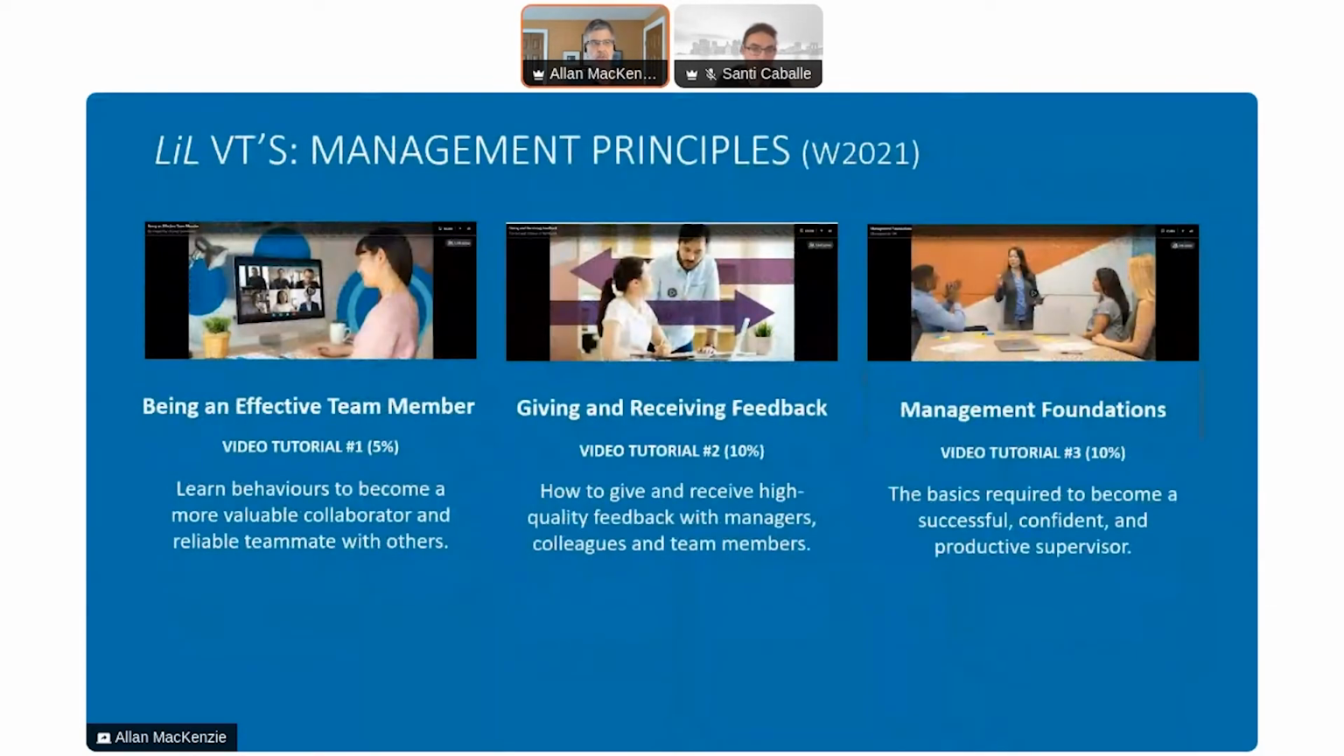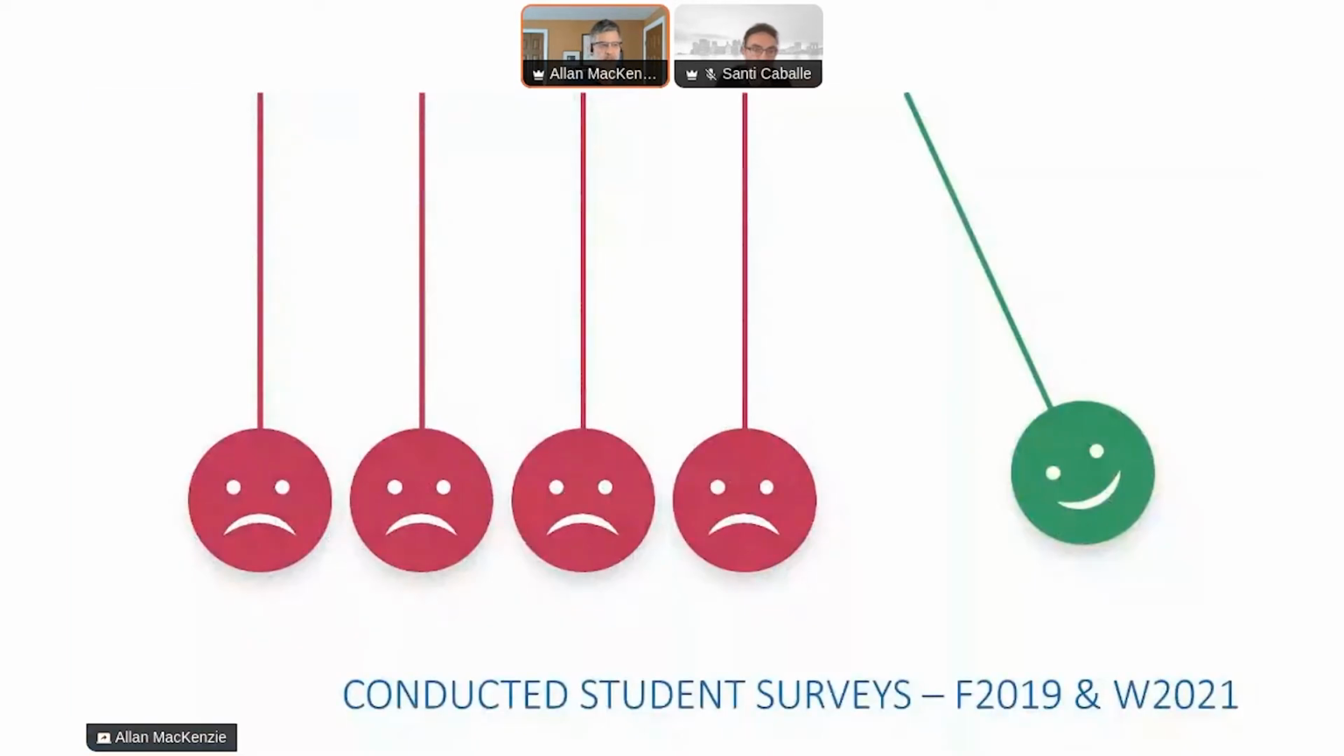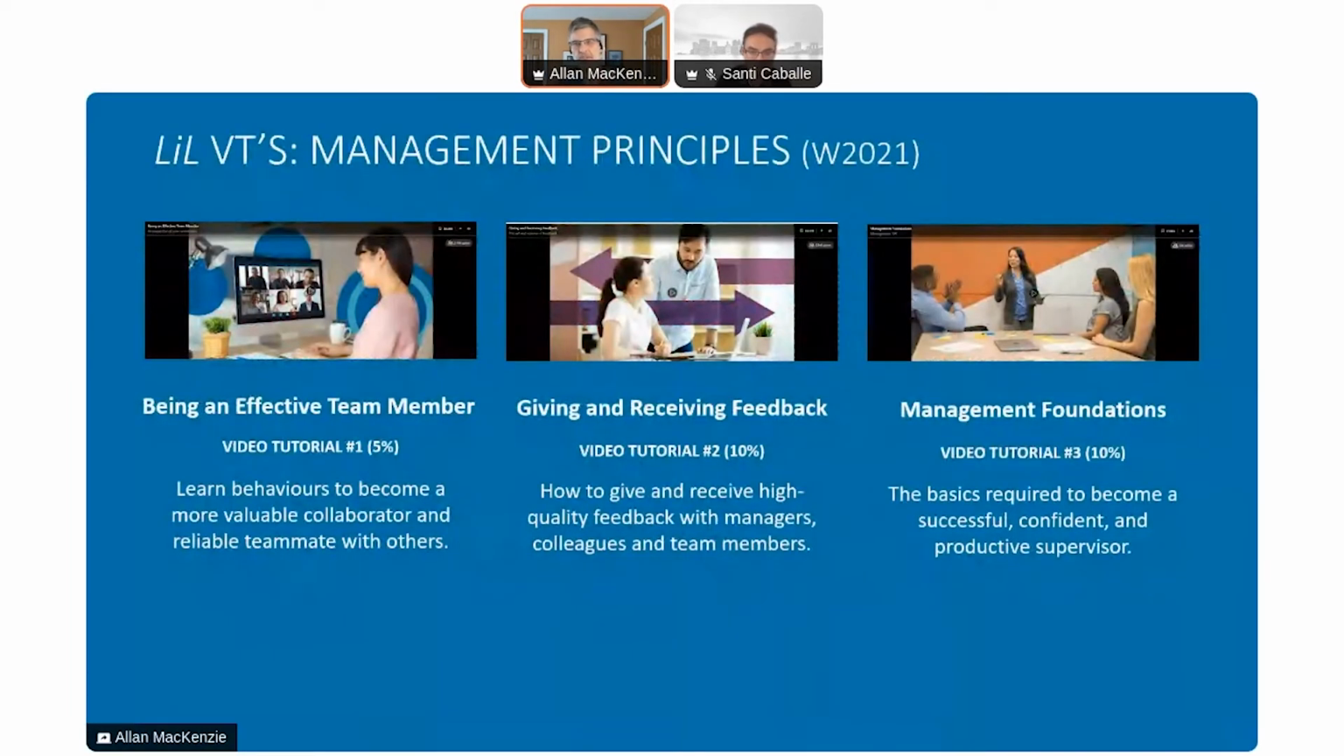The other course, the management principles course, again, it's more foundational, was being an effective team member, giving and receiving feedback, and of course, Management Foundations was the last LinkedIn tutorial, which kind of was a summary type of course, which helped the students kind of embrace many of the concepts that I taught in the course, and it gave them that sort of foundation or summary of everything that was going on.